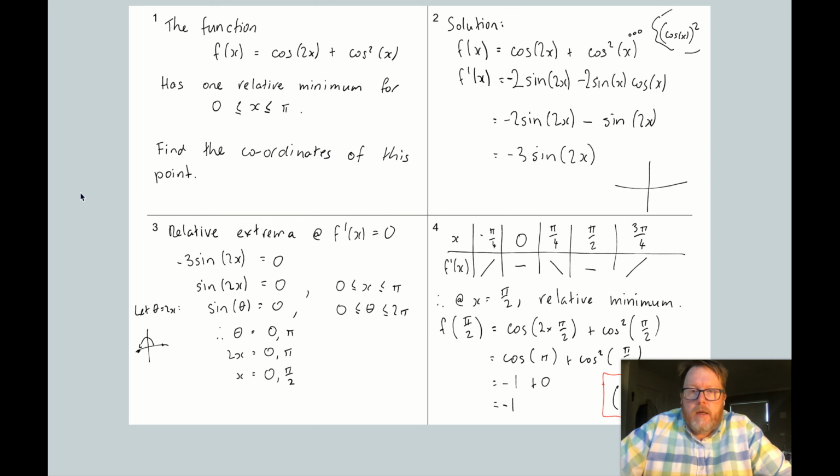That's basically it. So it's just a matter of using your understanding about derivatives and the role they play with functions in order to come up with your solution.